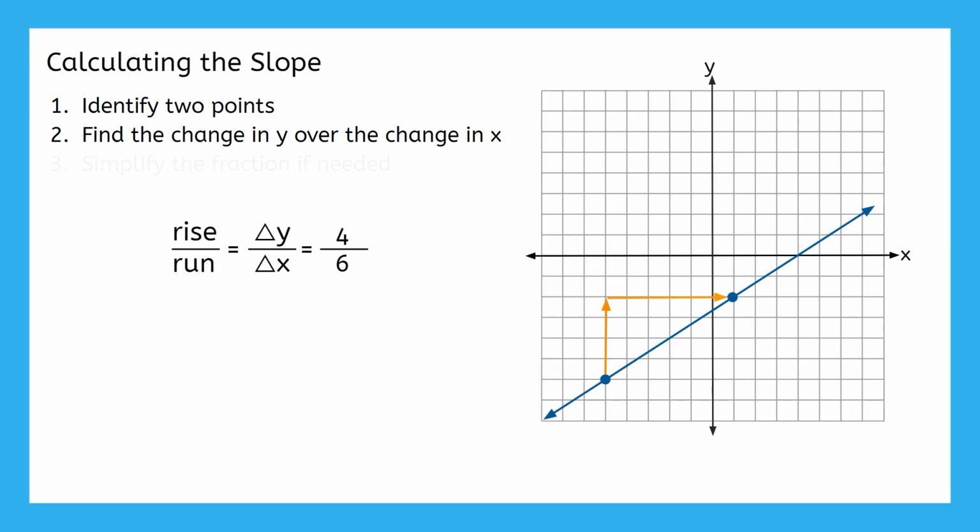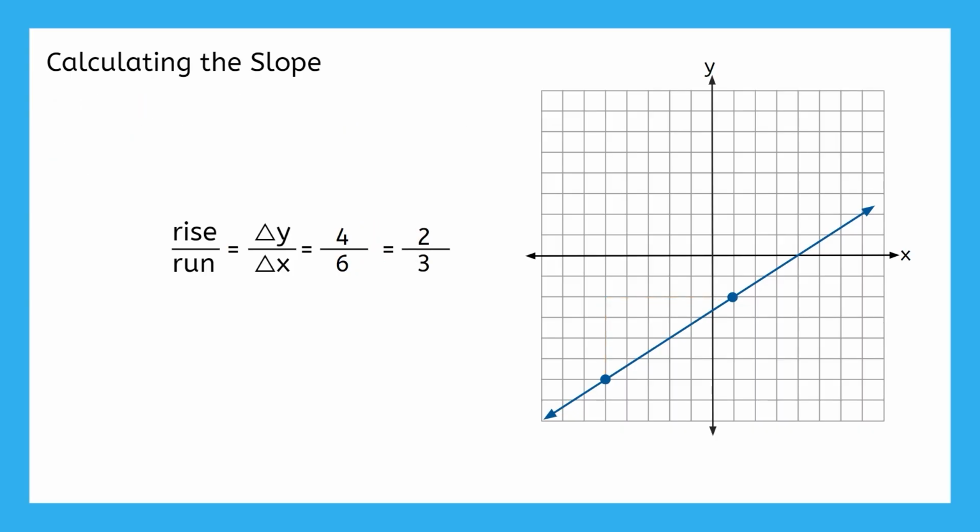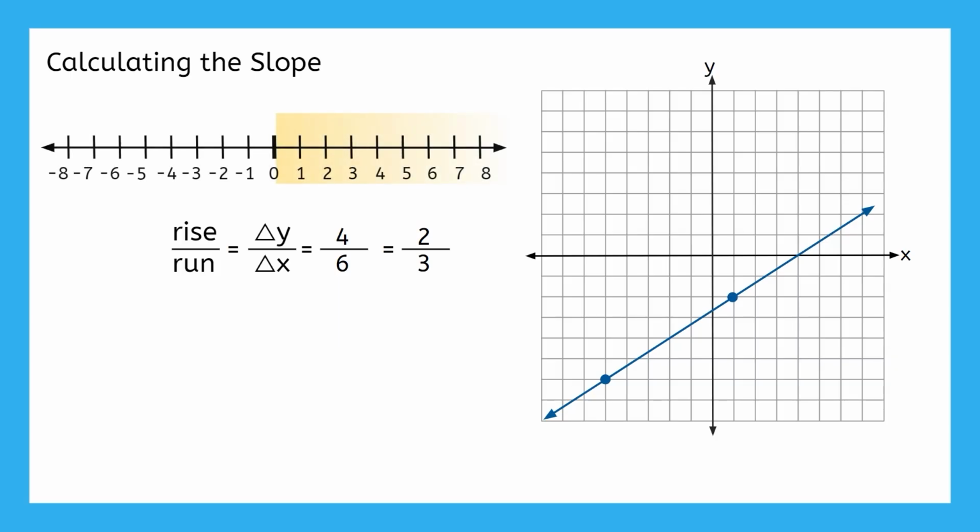Then we can move on to the final step, which is to simplify the fraction if we need to. Can 4 over 6 be simplified? It can. If we divide the numerator and denominator by 2, we get a reduced fraction of 2/3. Now that we've found the slope, let's use what we learned in the last lesson about direction and steepness to make sure our answer seems reasonable. 2/3 fits very well within the values we determined to be reasonable earlier in the lesson, so we can be confident in the slope that we found.